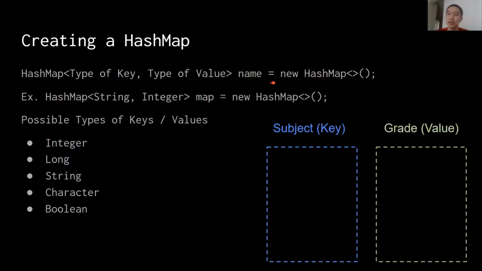And you can do equals new HashMap. So you're always going to have this. This is going to be the same no matter what. So that's how you create a hash map: the type of the key and the type of the value. But remember, you have to use the full spelling.